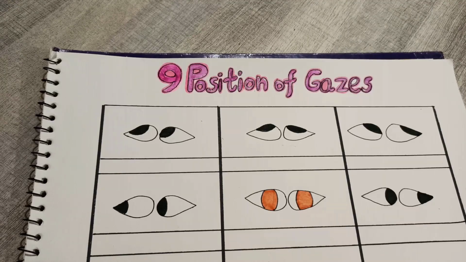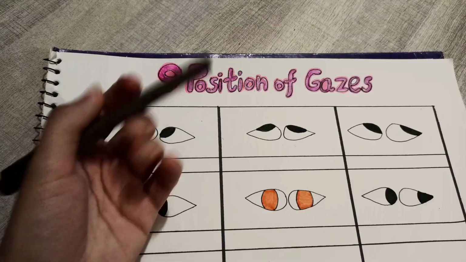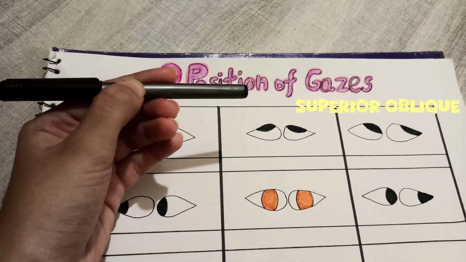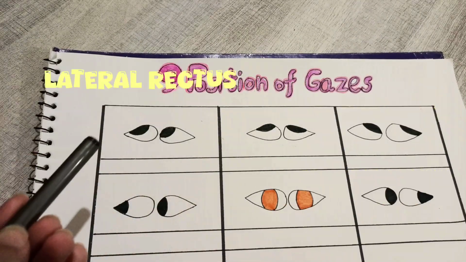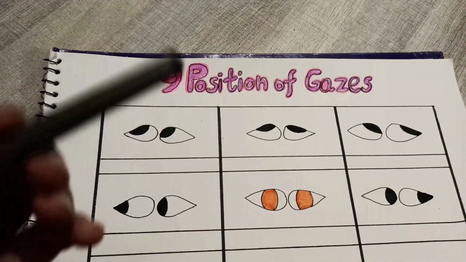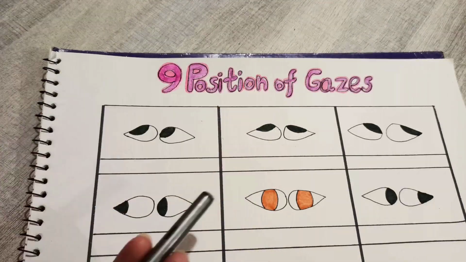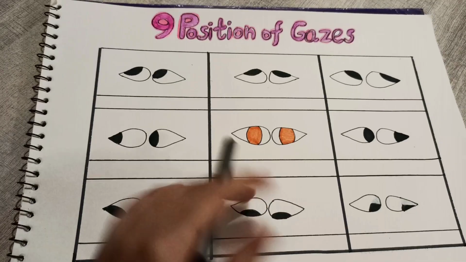Today we are going to talk about a very important topic in eye movement, the nine positions of gaze. This is super helpful for understanding ocular motility, cranial nerve palsies, and orthoptic assessment. Our eyes are able to move in different directions thanks to six extraocular muscles. These extraocular muscles are superior rectus, inferior rectus, superior oblique, inferior oblique, lateral rectus, and medial rectus. These nine positions of gaze involve all of these.